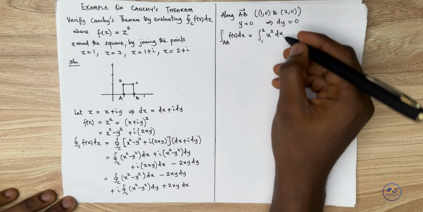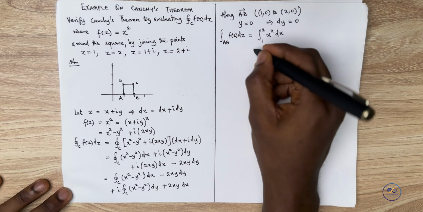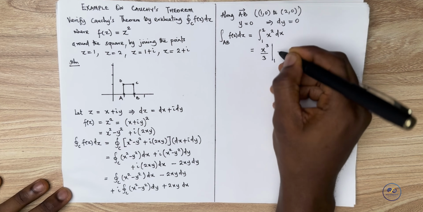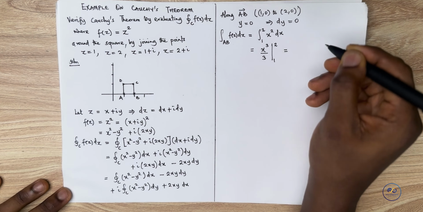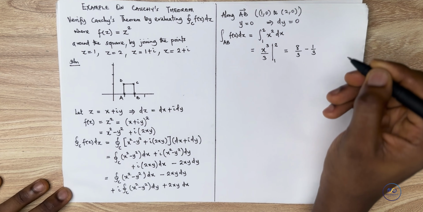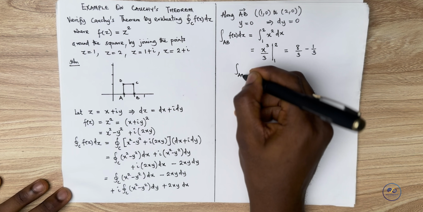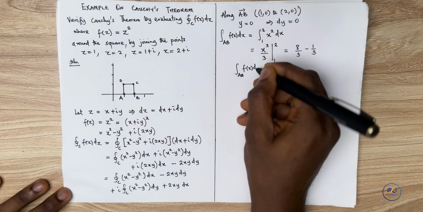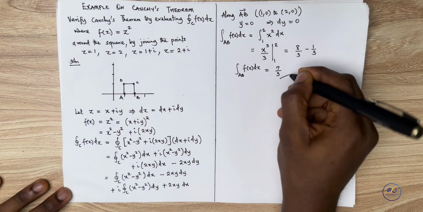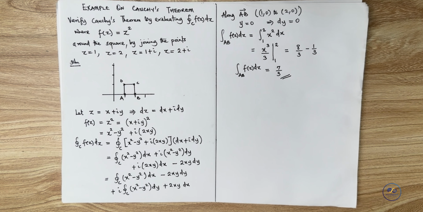So if we integrate this simply, what we are going to have is x cubed over 3 from 1 to 2. So this, of course, gives us 8 over 3 minus 1 over 3. So it means immediately that the integral of f of z dz along AB would simply be 7 over 3. This is our first integral along AB.